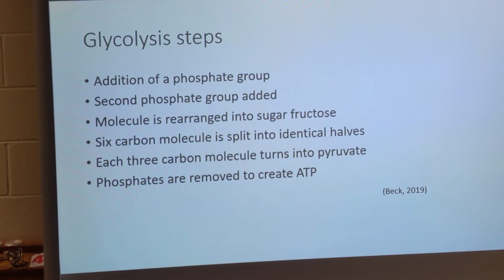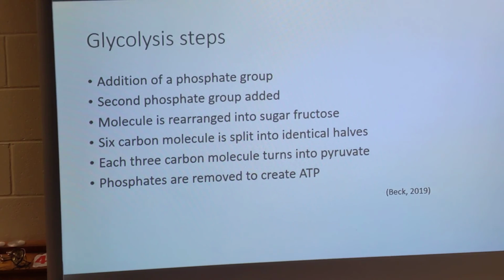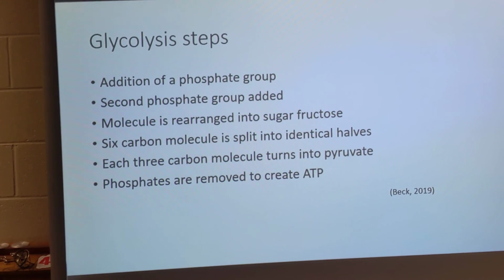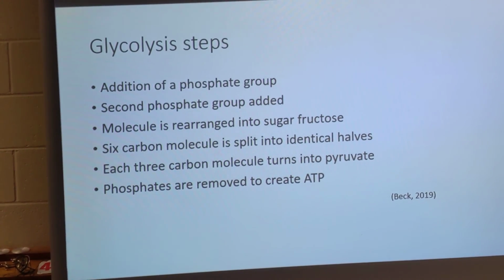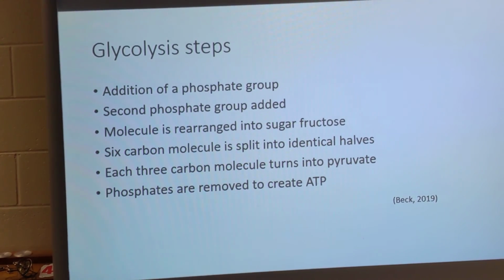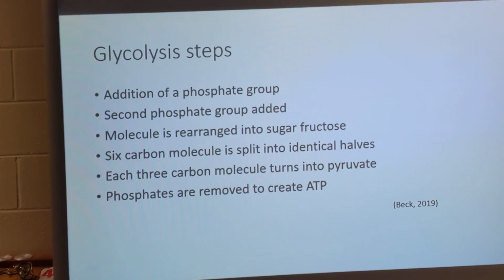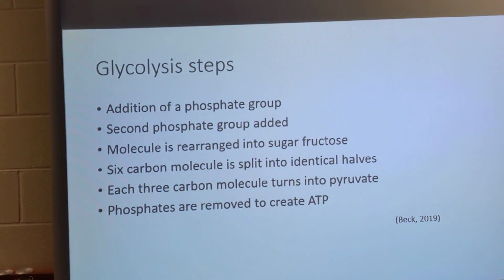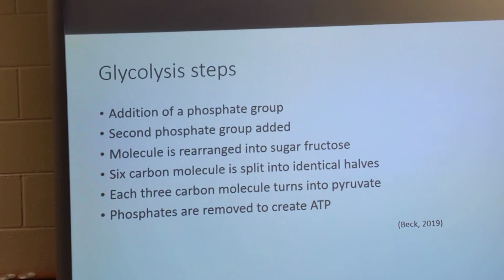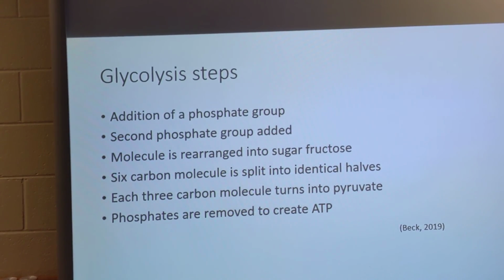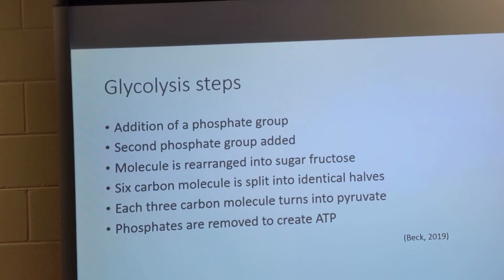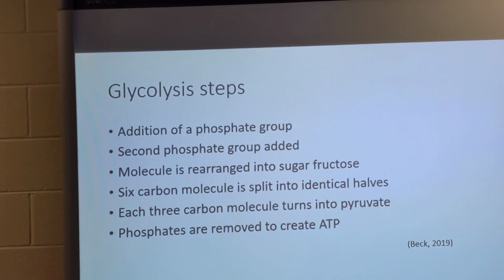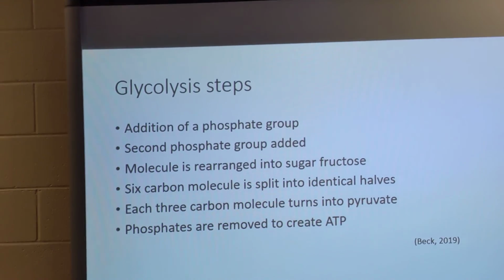The next step is the splitting of the 6 carbon molecule into 2 identical 3 carbon molecules. These are 2 identical halves of the original whole 6. The 2 halves are rearranged to form pyruvate, and while this is happening, the phosphates are removed from the adenosine triphosphate, or ATP, and this is what cells require for energy. Over the course of glycolysis, the original 6 carbon molecule produces 2 pyruvate molecules and 2 ATP.